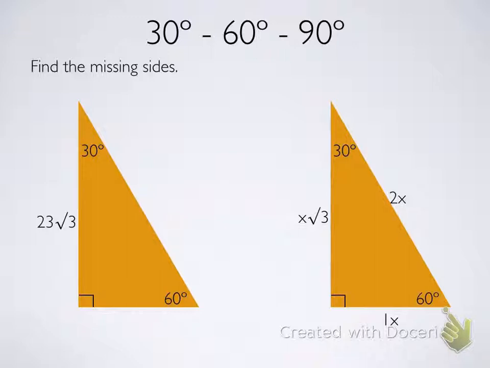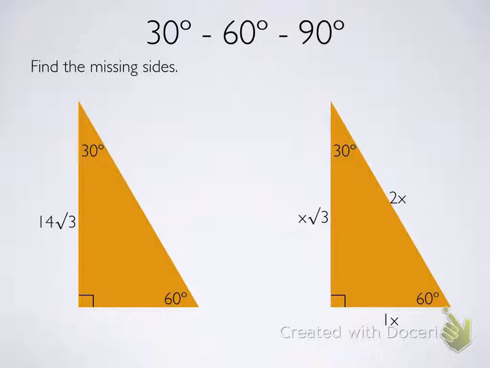Pause it and copy it. Okay, so this time we have 23 times the square root of 3. Well, doesn't it look just like this? Except that x is replaced with the 23. So what is x? X is 23. So your bottom, your short side, is 23. And then your other side, your hypotenuse, is 23 times 2, which is 46. Okay? If you got any questions about what I did there, let me know.